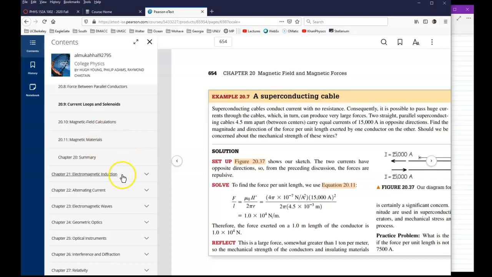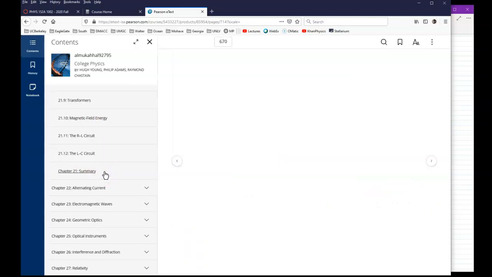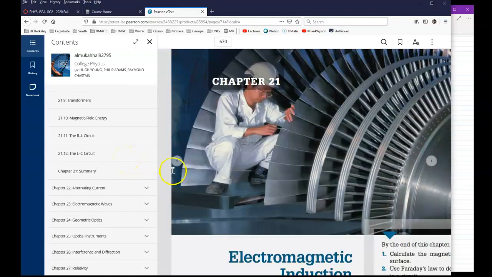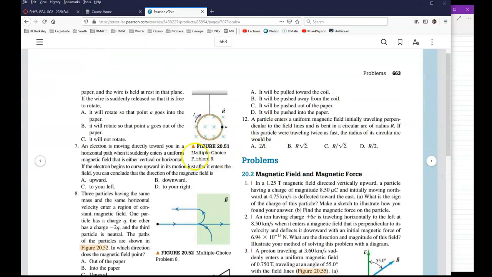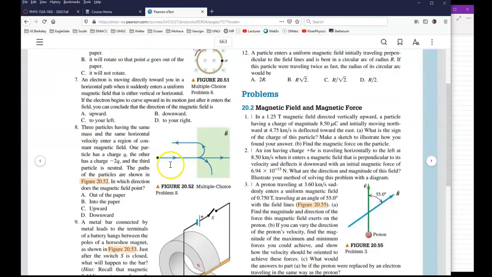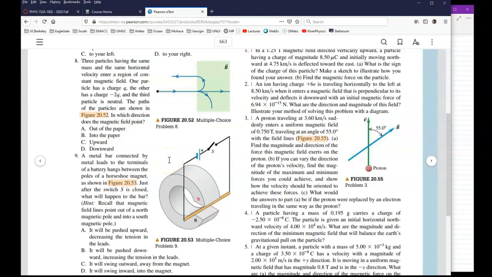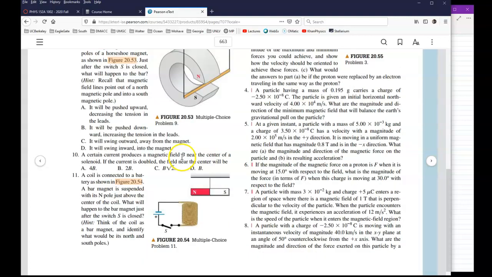We are in chapter 20. Just go back. Oh, I know the page number. I always forget that I have the page number. 663. Number 6 can be a little bit tough for some of you. It's more of a math problem than anything else. Here it is right here.